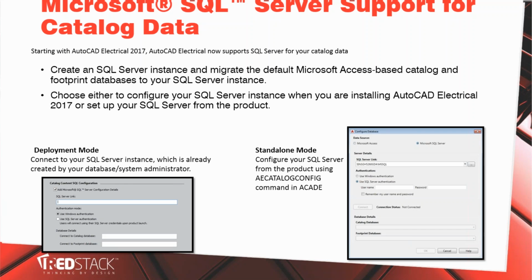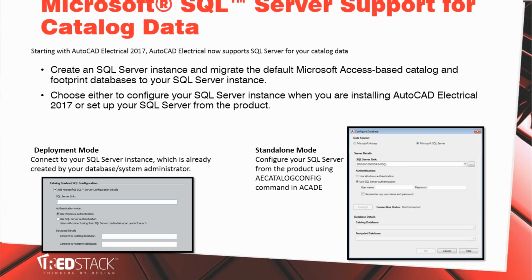So first of all, a major update in 2017 is Microsoft SQL Server support for catalog data. Since AutoCAD Electrical was invented, like I don't know, 15 years ago, AutoCAD Electrical has been using catalog data which is a Microsoft Access database. It works quite well in a standalone kind of environment, but once you start working with a team, then the performance starts slowing down.